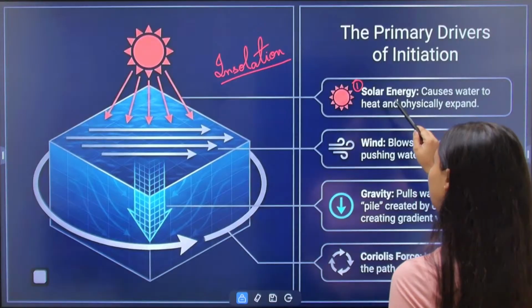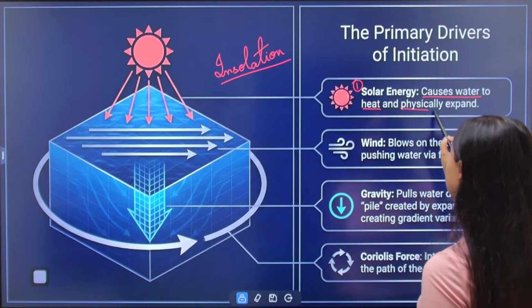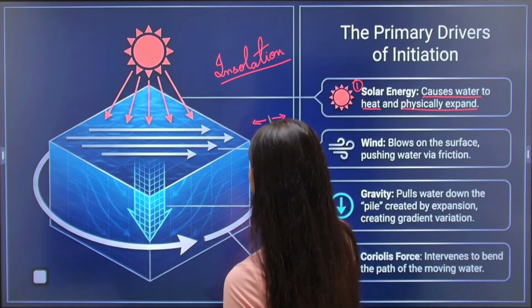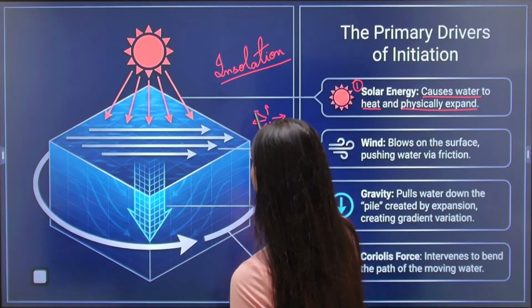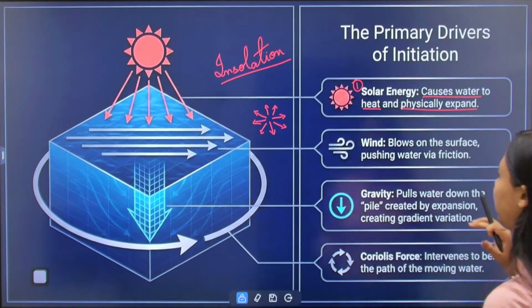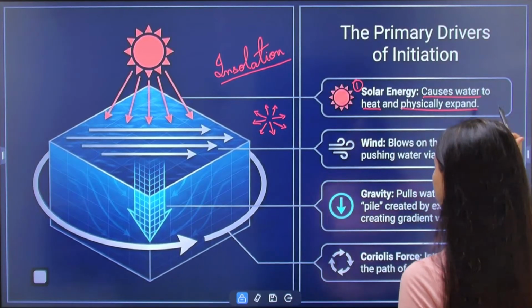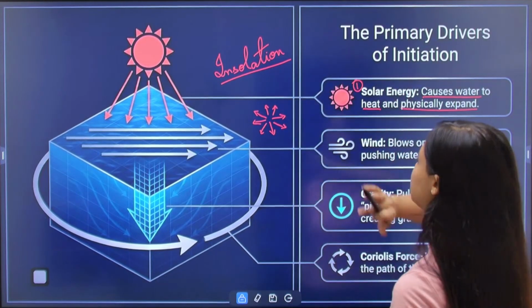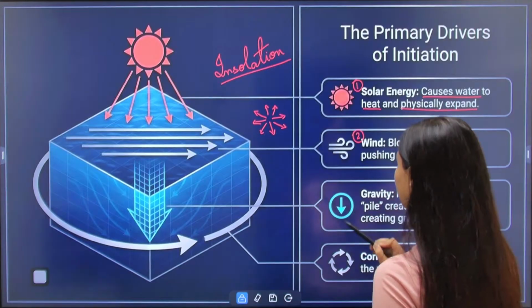But what does it do? Solar energy causes the water to heat up and physically expand. We know that heat causes materials to expand, right? Expansion means the molecules in the water will try to move outwards. So heat always causes expansion, and whenever there is cold, it will cause contraction. So solar energy from the sun, the heat from the sun, also known as insolation, causes water to physically expand.